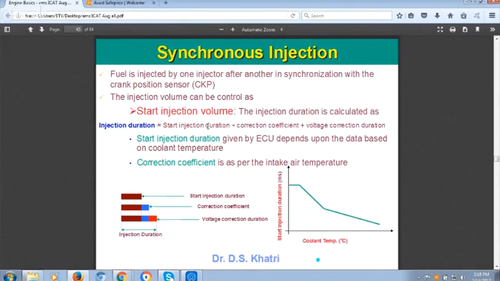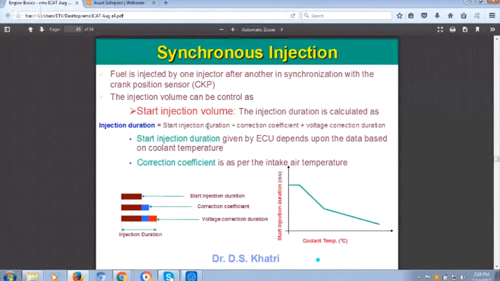The engine has not started yet. Your injector is there, ECU is there, pump is there. You switch on the ignition. When you switch on the ignition, then you start cranking. Cranking means you are trying to rotate the engine with the help of a starter motor.